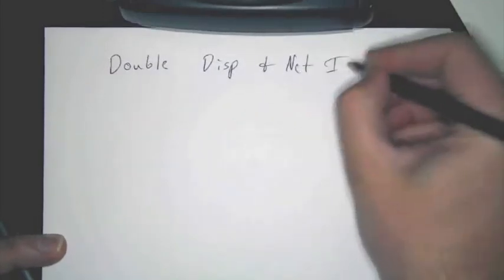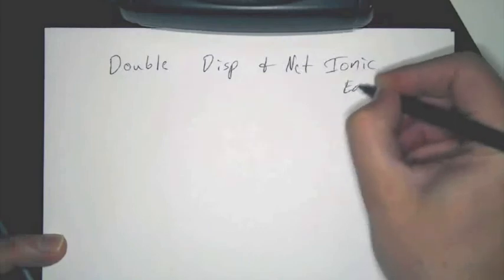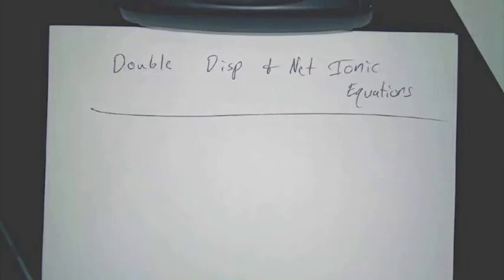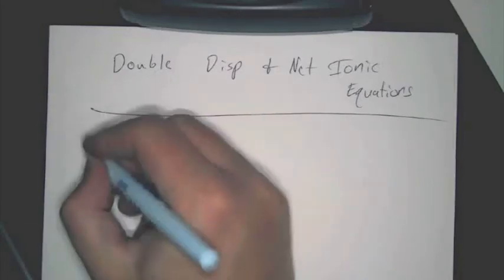So, we're going to talk about double displacement reactions and net ionic equations. Now, if you notice, in looking at any of the equations from the PowerPoints, they're both aqueous. Both of the reactants are aqueous. Since they're both aqueous, that means double displacement reactions, for the most part, take place in solution.